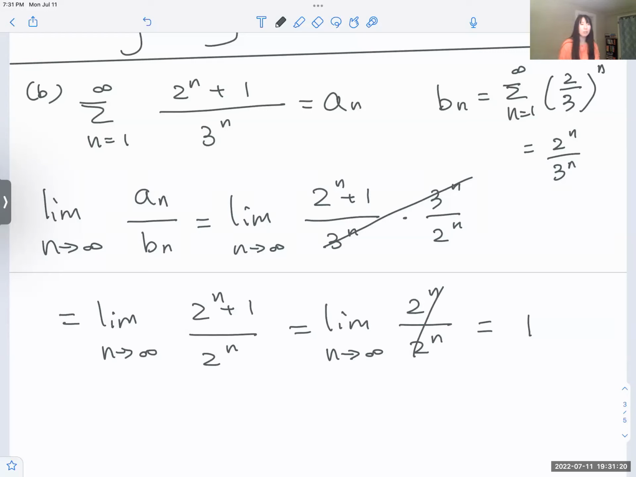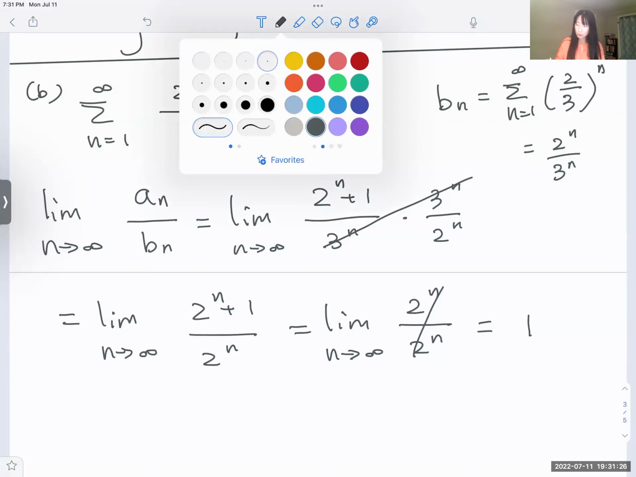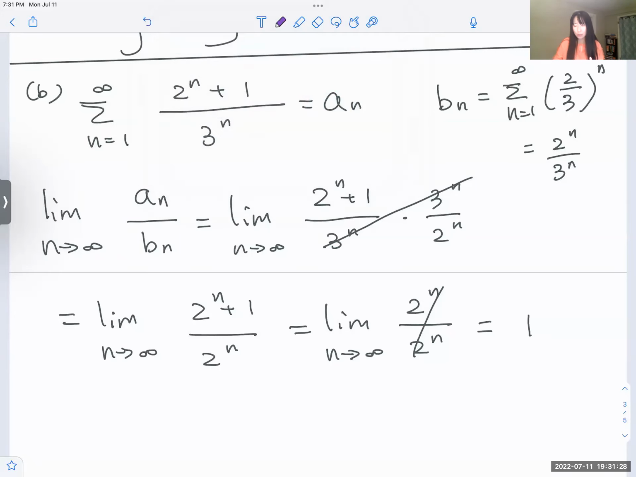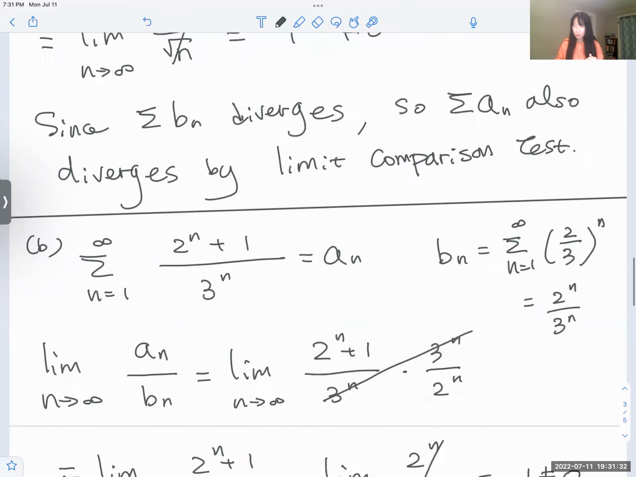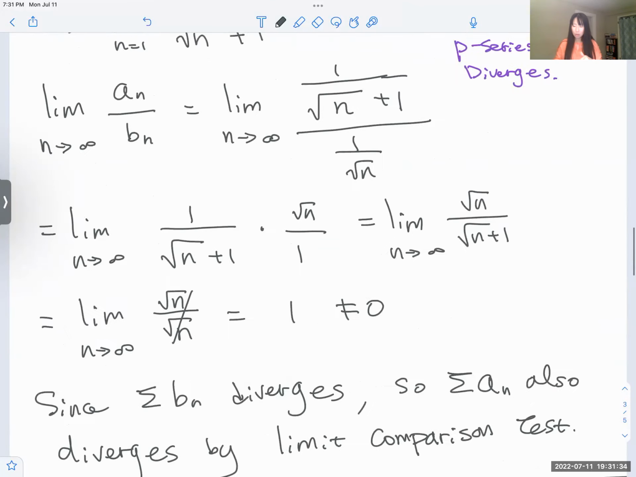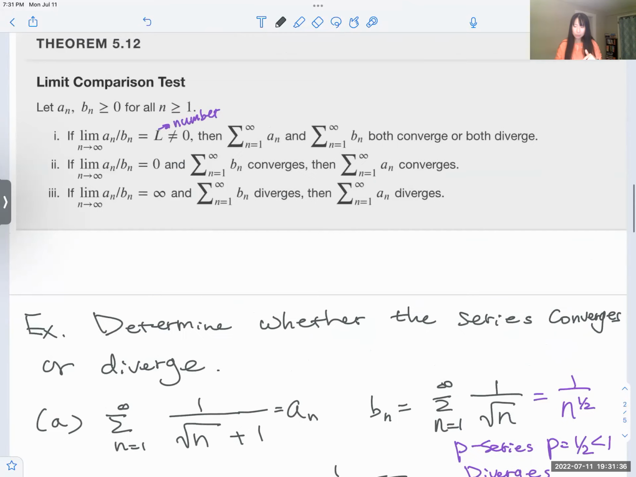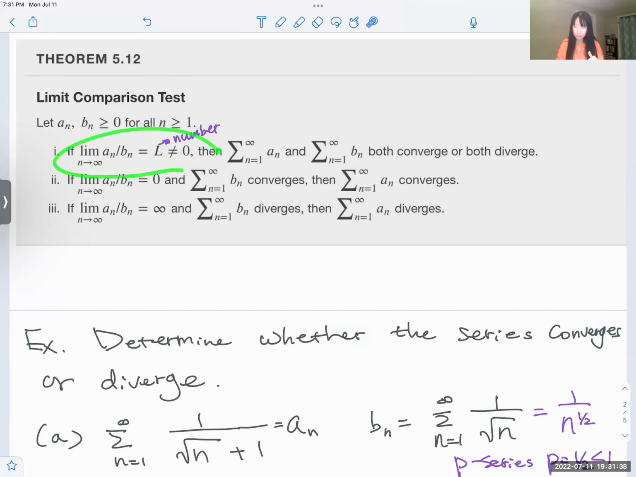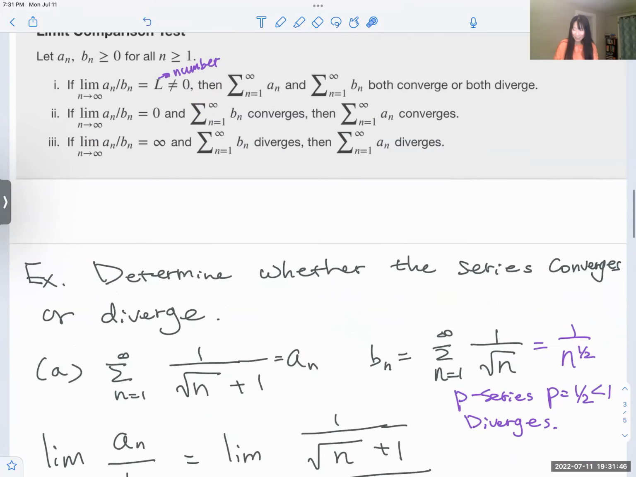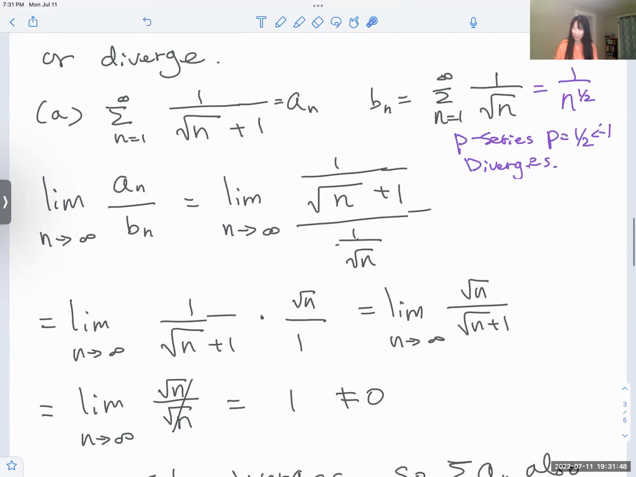Same reason, right? Now we go to the B sub n, because this limit is not equal to 0. Same reason: it's the number type, number 1 type. So we have to determine by ourselves.